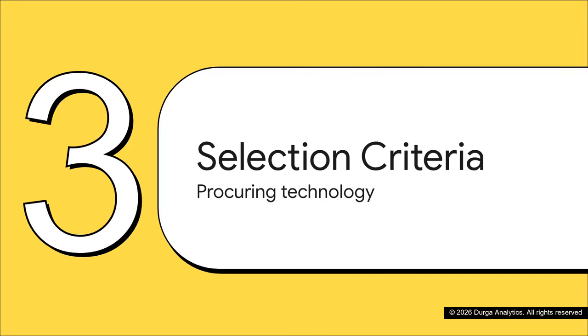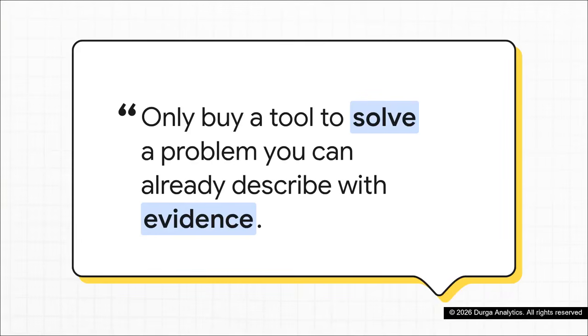On to Section 3. Smart Tool Selection Criteria. How and when to procure the right technology. I really want to hammer this point home because it's a trap so many organizations fall into. Only buy a tool to solve a problem you can already describe with evidence. Let me say that again. If you are a data governance lead and you're just browsing software features without a real evidence pain point, you aren't architecting a solution. You are just shopping.